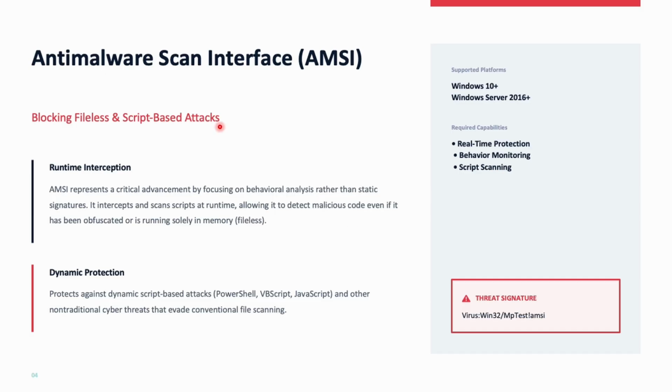The second thing which we are going to check is the Antimalware Scan Interface, AMSI. That basically helps you to protect from fileless attacks or script-based attacks. So here it gives you runtime interception and dynamic protection, where if anyone is trying to execute a PowerShell script, VBScript or JavaScript, and there is something malicious, it will let you know. For that, you must have real-time protection, behavioral monitoring, and script scanning enabled in your environment. So we'll see practically in a moment how that works.